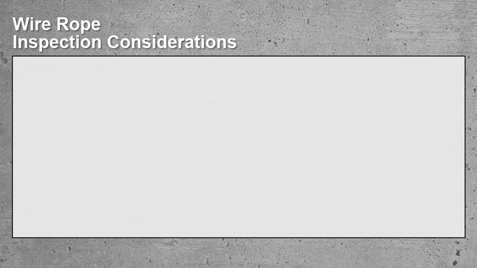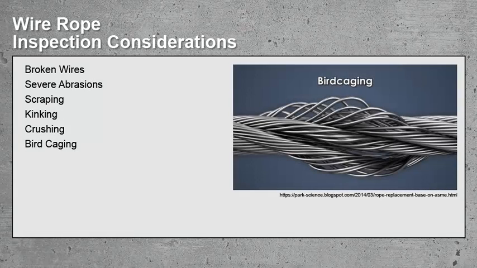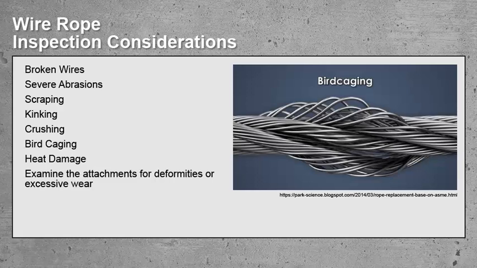Some considerations for inspecting this type of sling include looking for broken wires. If there are 5 broken wires in one lay or 10 in the total length, then the sling must be removed from service. Also look for severe abrasions, scraping, kinking, crushing, and bird caging. This is an example of bird caging. Look for any heat damage on the rope or the attachments. Also examine the attachments for deformities or excessive wear. Wire rope slings can be very difficult to inspect due to their design, and they are non-repairable.